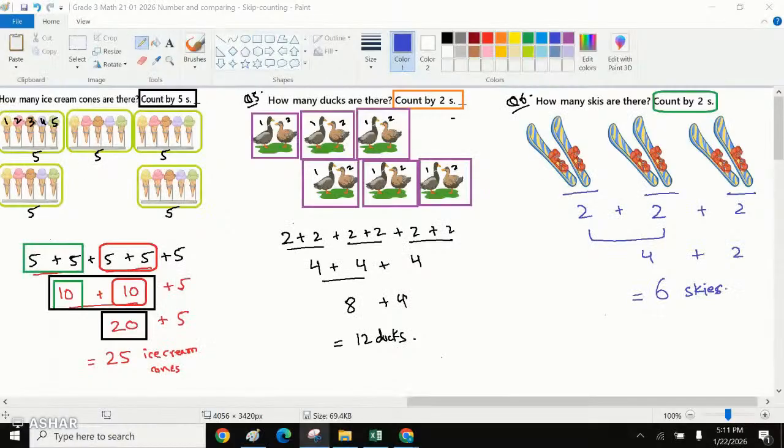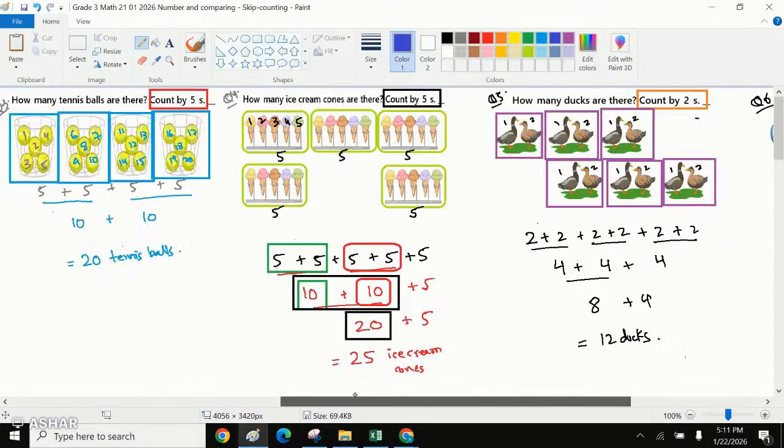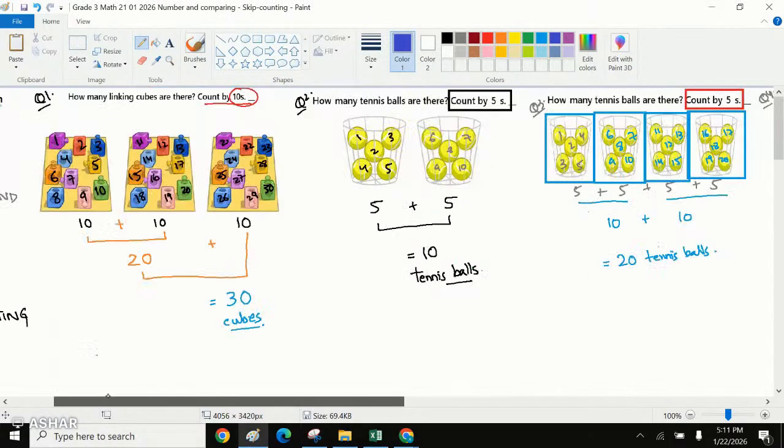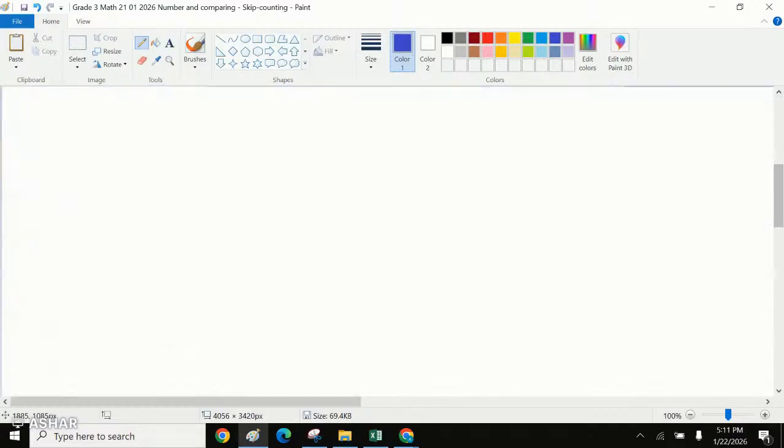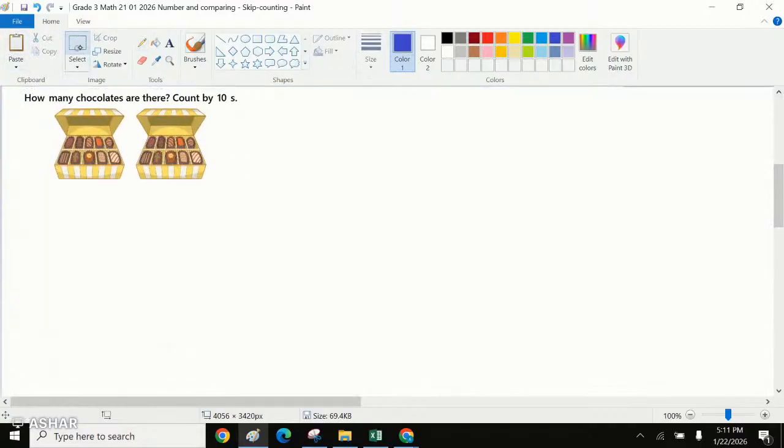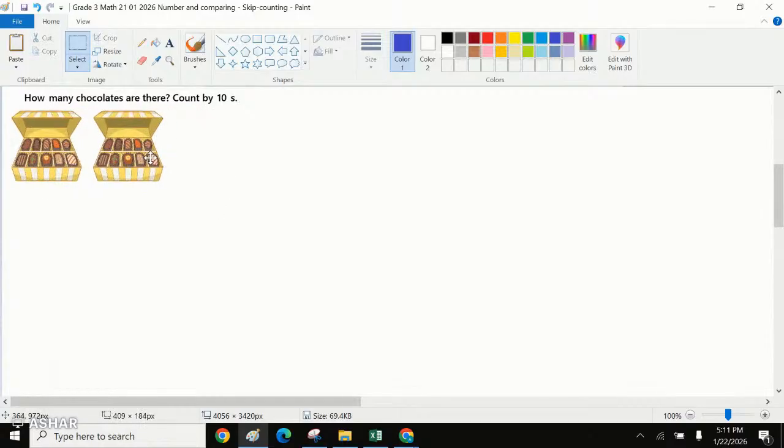So in this next question, okay, let's move to the next question. Question number 7. Okay, and let's make it a little more difficult. If I would say these were the chocolates given to us, and I would add a box.